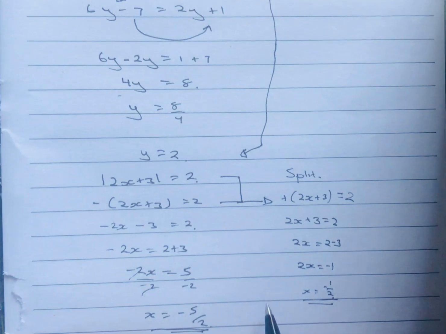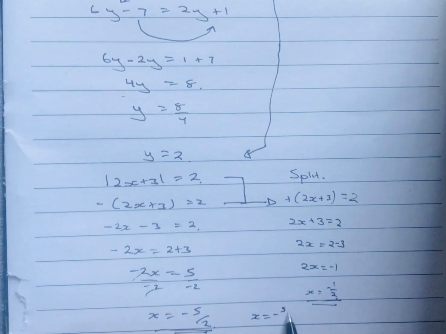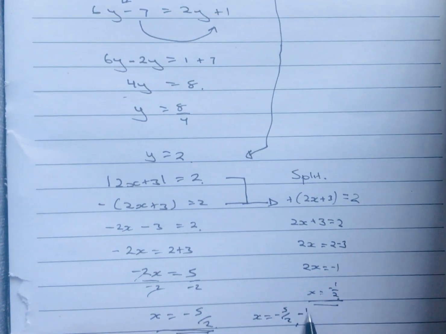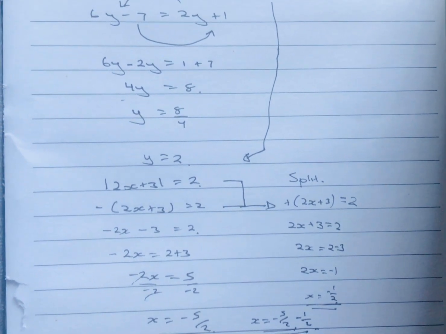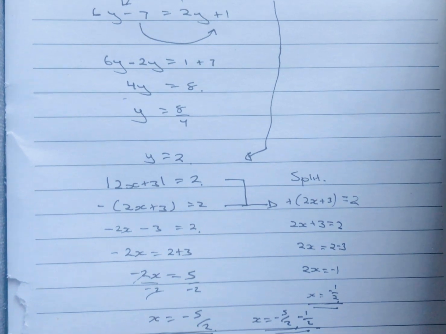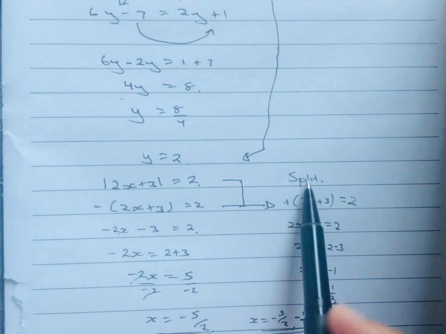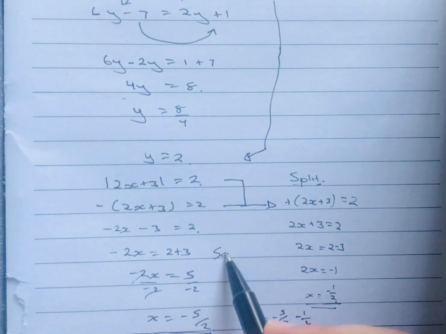So you have two answers now, x is equal to negative 5 over 2 and x is equal to negative 1 over 2. Okay, isn't that simple, guys? So just remember the 3 steps: isolate, split, and solve.